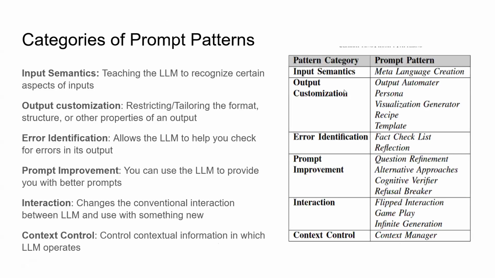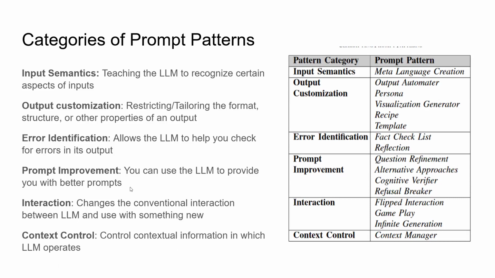So let's get into more of the categories of prompt patterns that were mentioned in the name and classification aspect of each prompt pattern. First, we have input semantics, which is teaching the model to recognize certain aspects of our inputs. There's output customization, which is restricting and tailoring the format, structure, or other properties of the output. There's error identification, which allows the model to help us check for errors. This is useful because, as we may have heard, most models can give inaccurate information sometimes. So it'll be useful to have this.